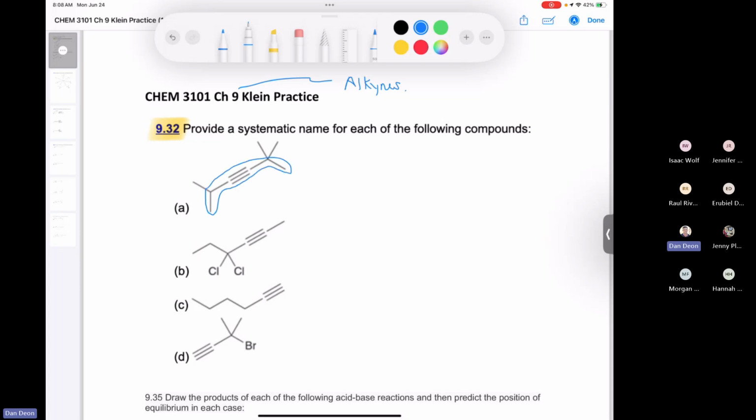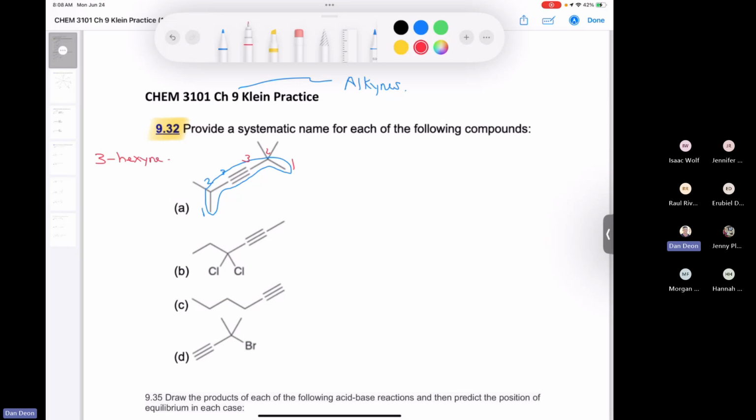But when it comes to where do we start, right? Because you see that the triple bond starts at 1, 2, 3. If I start numbering at that end, it starts 1, 2, 3. So either way, it's some kind of 3-hexyne that we've got here. So we know this is some kind of 3-hexyne.